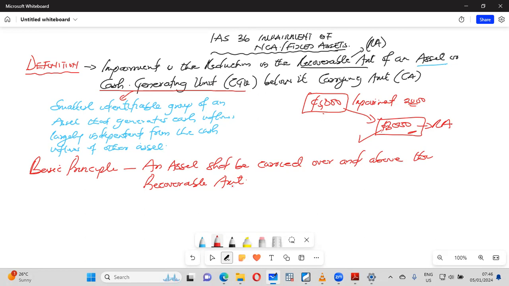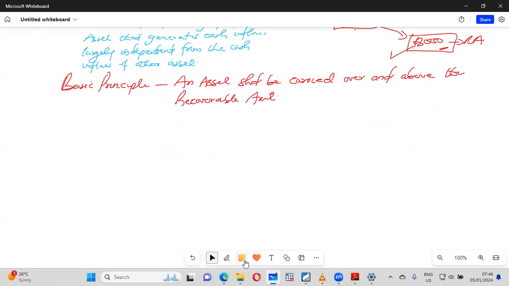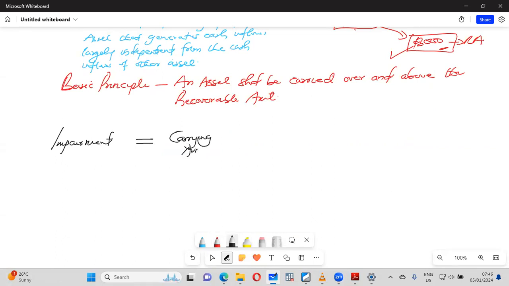So mathematically speaking, and to make it easier for you, whenever you want to check on impairment, the formula that you have to go by is that impairment is given by situations where the carrying amount, the CA, is greater than the recoverable amount.